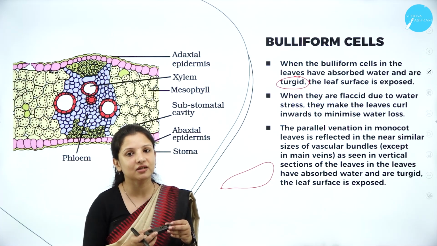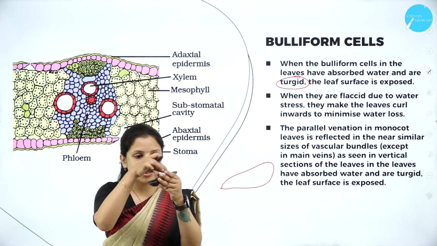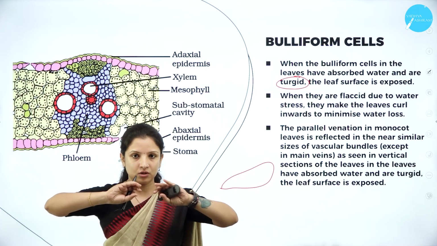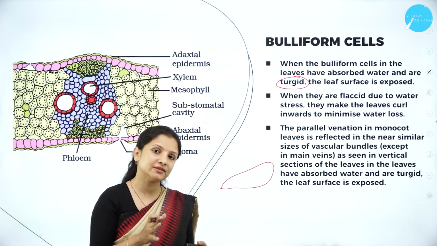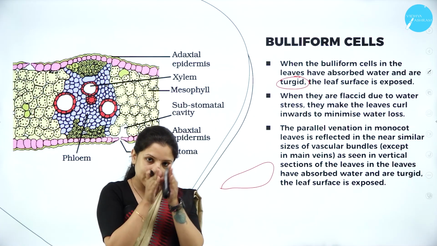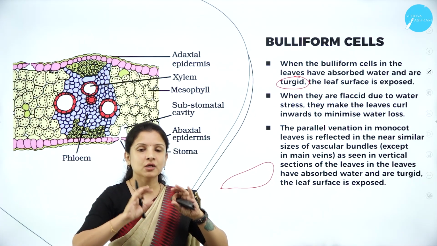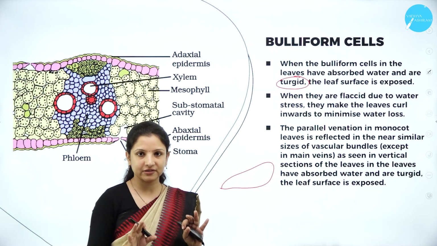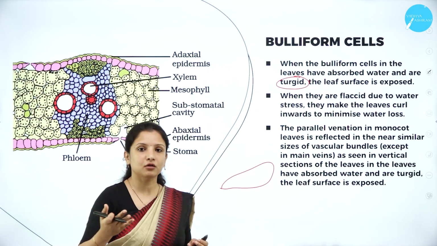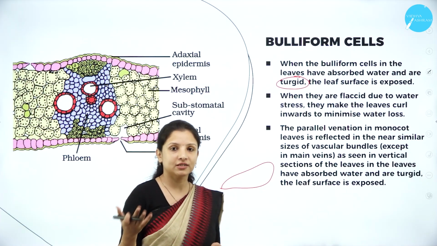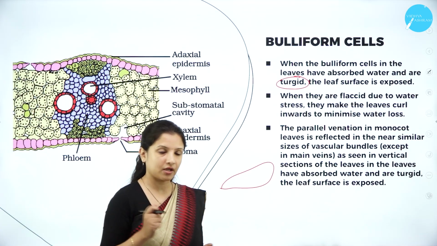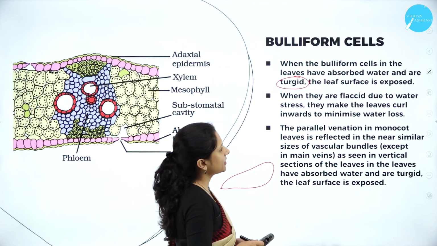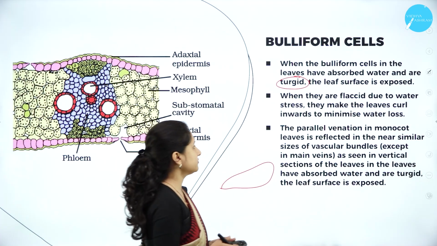You might have seen in grasses, sometimes the edges of the grasses will just roll. That is the reason. That is because of the bulliform cells. If the bulliform cells lose water, they will become flaccid and start to roll to minimize the surface area of the leaf in order to prevent further loss of water during water stress, that is during drought, whenever the water availability is not there. So that is about the function of the bulliform cells.